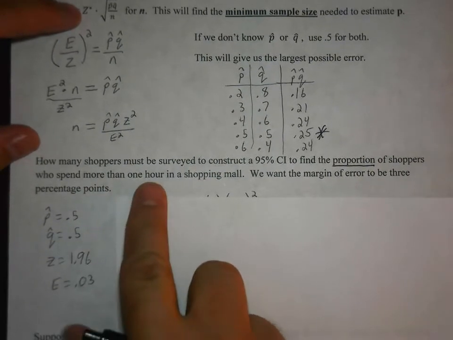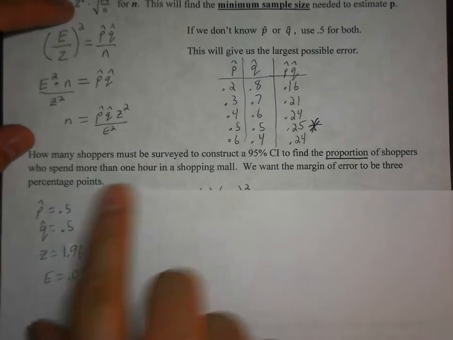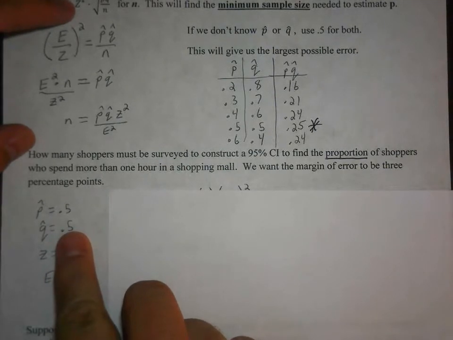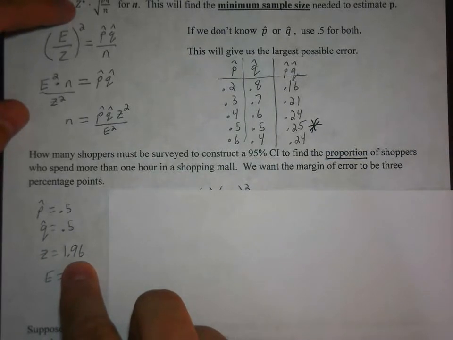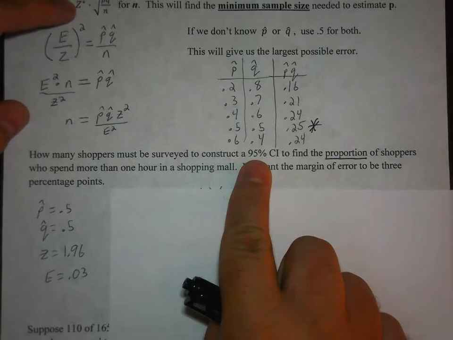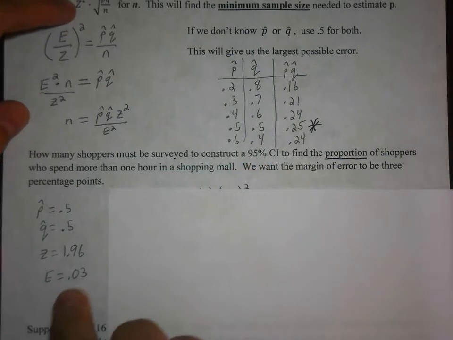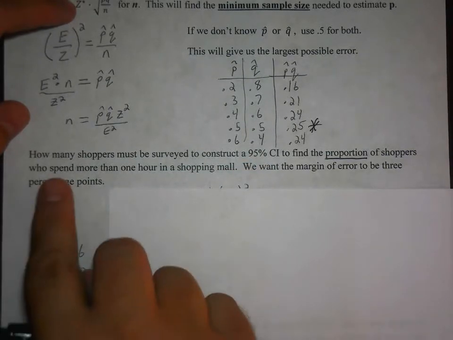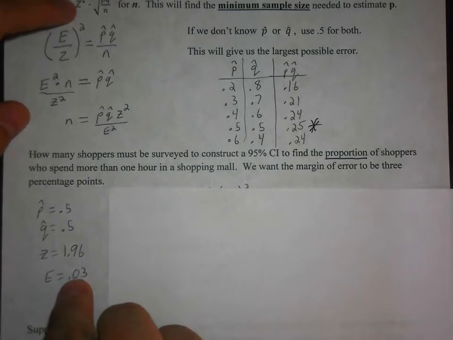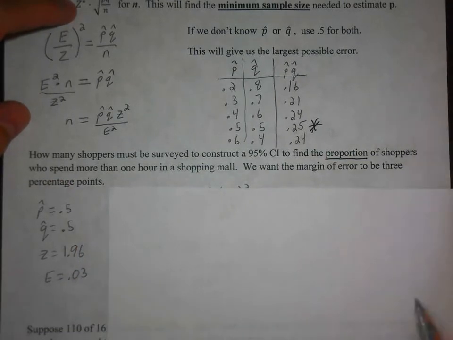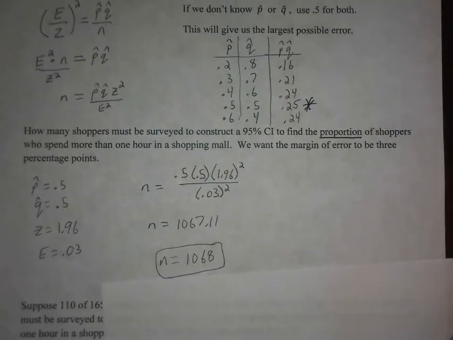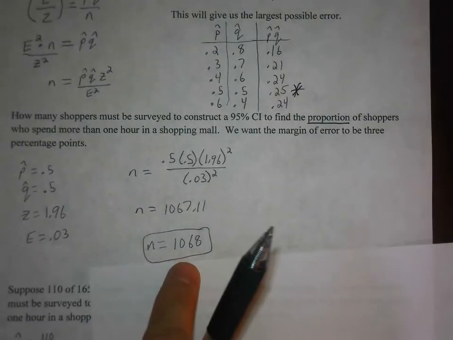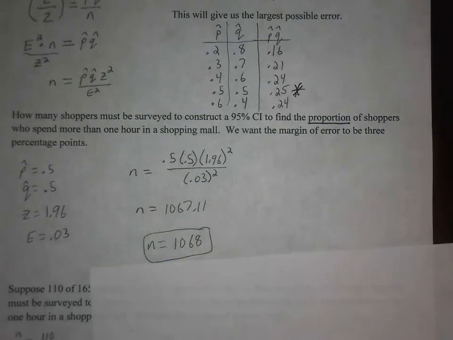Okay, so we're not given any sample statistics here, so we're going to use 0.5 for P hat and Q hat. The Z star value is 1.96 because it's a 95% confidence interval. And the margin of error, 0.03. So 3 percentage points will be 0.03 as a decimal. So you plug your numbers into the formula. Okay, you end up getting 1,067.11. So we round up to the next whole number, 1,068.